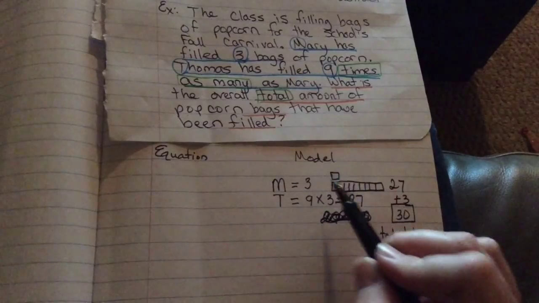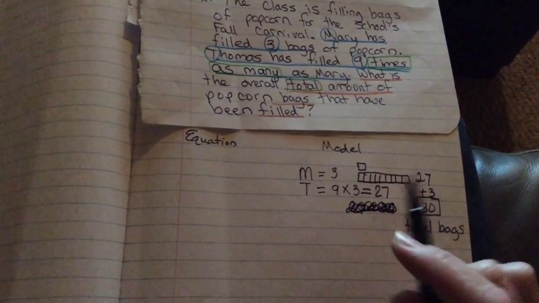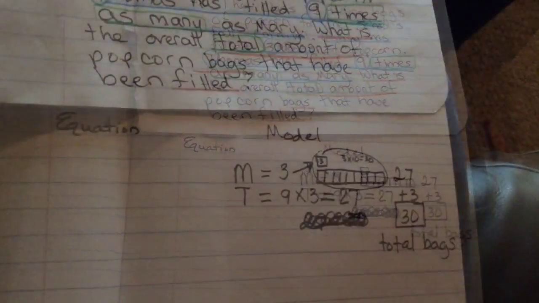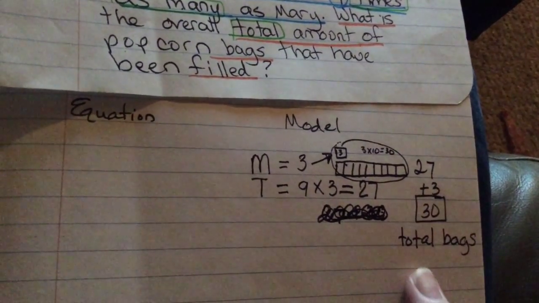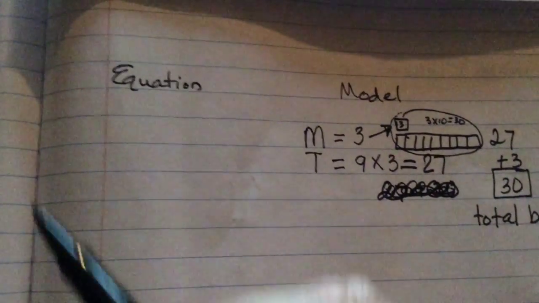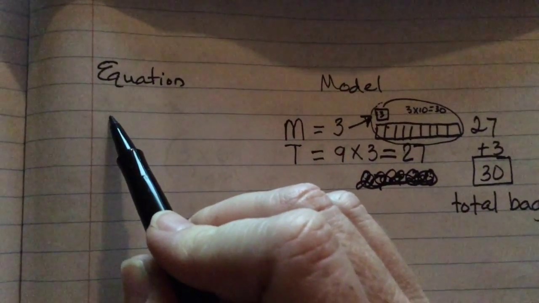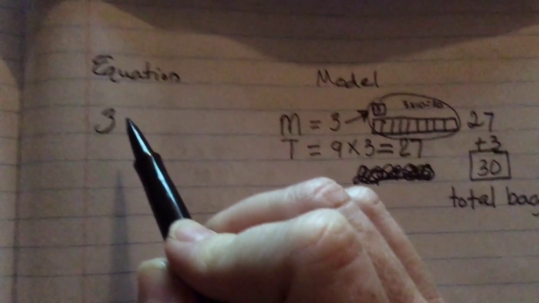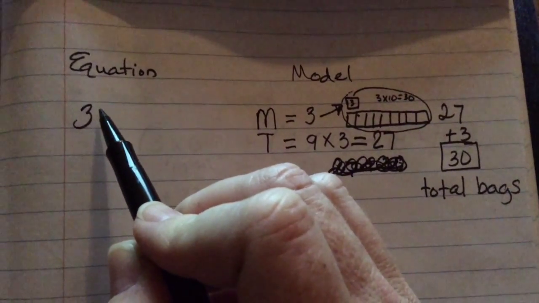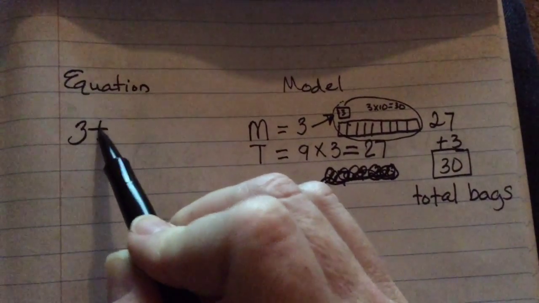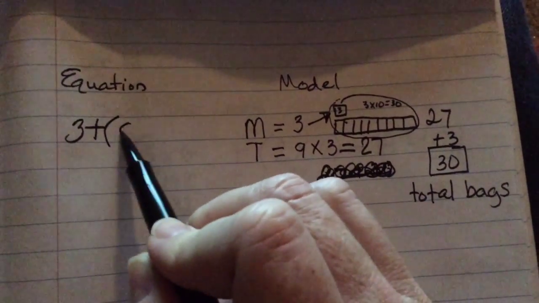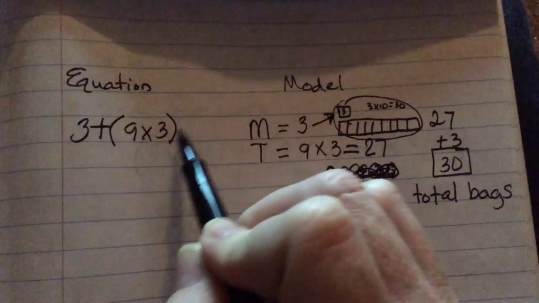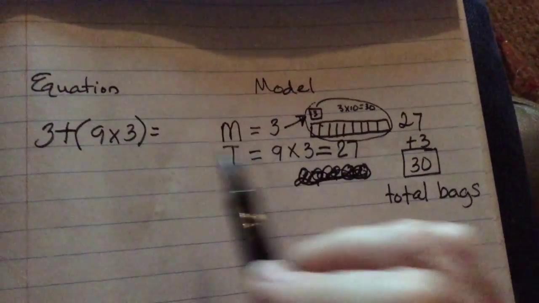And then you would have calculated all together to figure out what your total is. You would have 3 times 10 is 30, which is the answer we did already get. And for an equation, our equation would look like this. We need to put those things together in order to get that total of 30. So we started with our 3. We added the 9 times 3 to it, and it equaled 30.